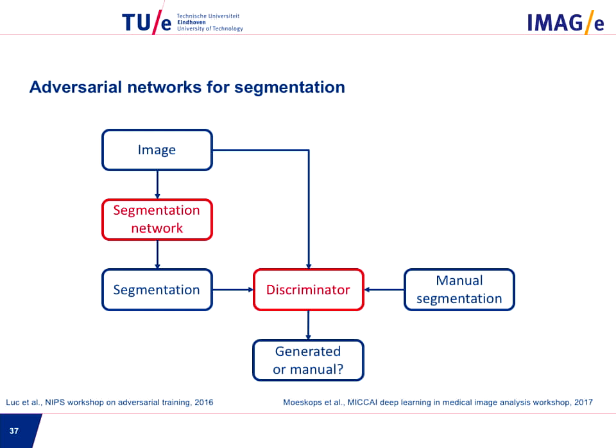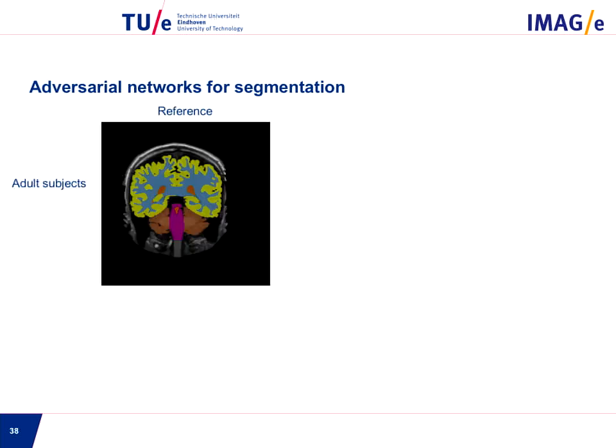So instead of a generator network, we now have a segmentation network that produces a segmentation from an image as input. And we then have a discriminator network that distinguishes real manual reference segmentations from generated segmentations. And by motivating the network such that it's difficult to distinguish generated segmentations from manual segmentations, we believe it can improve our segmentation method.